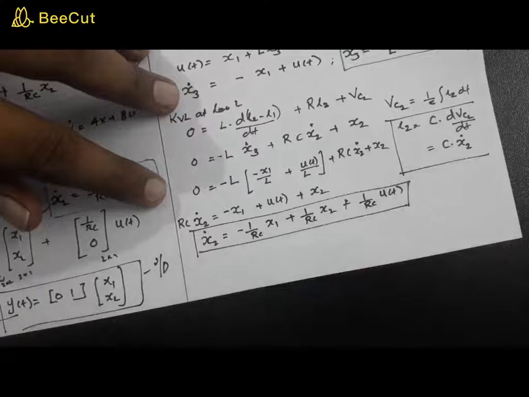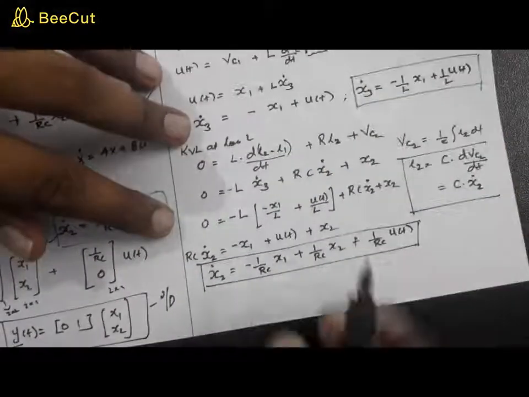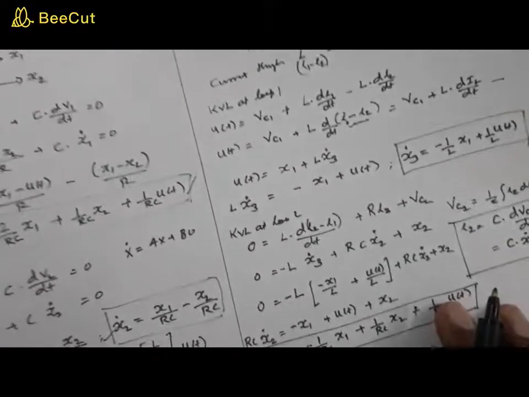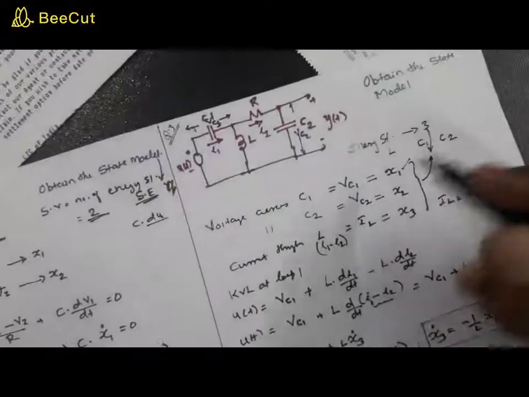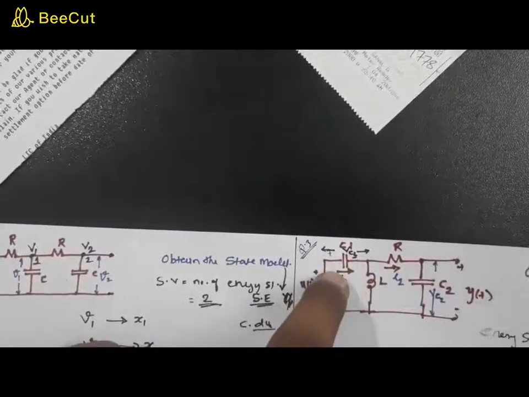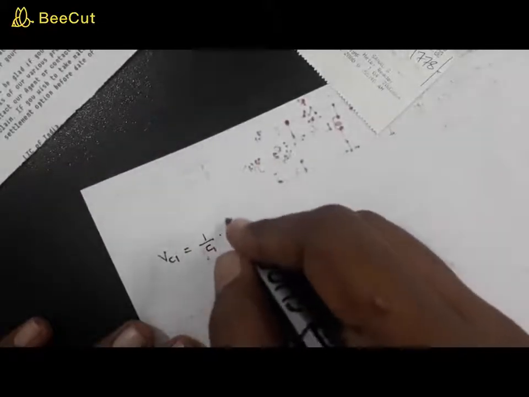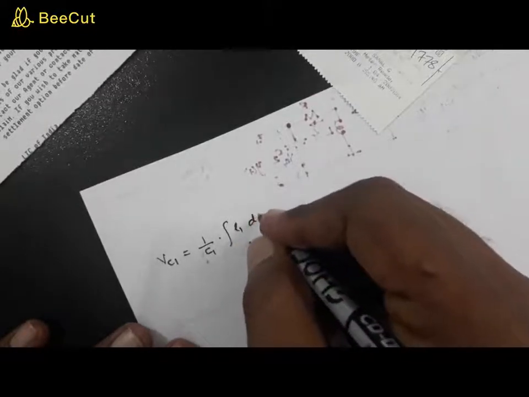So you'll be getting x2 dot. Now you need one more equation, that is x1 dot. How will you get that? Now how to find out this x1 dot? Now we know that VC1, let us come to this VC1. What is this VC1 from the figure? From the figure, VC1 is a voltage that develops across the capacitor as I1 flows through this. So VC1 will be 1 by C1 integral I1 dt.